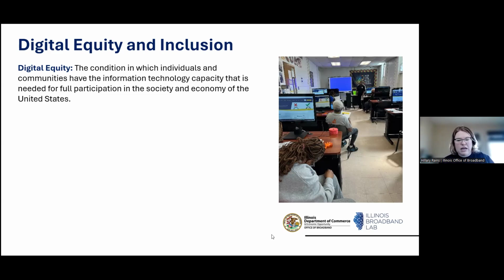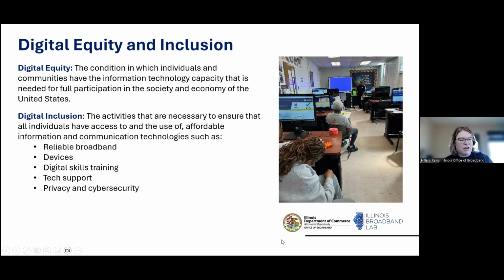So digital equity is the philosophy and digital inclusion are the activities. These are the things that we do getting out in the world and making sure that people have access to use of affordable information and communication technologies. So not only just access, but also the devices. You can't very well use the internet if you don't have a device to access it on, or the skills to know how to use it. So we really support that digital skills training, tech support, but also that privacy and cybersecurity facet.